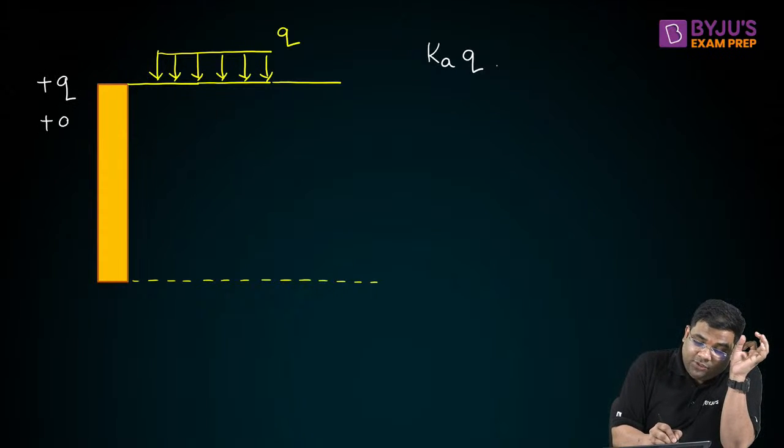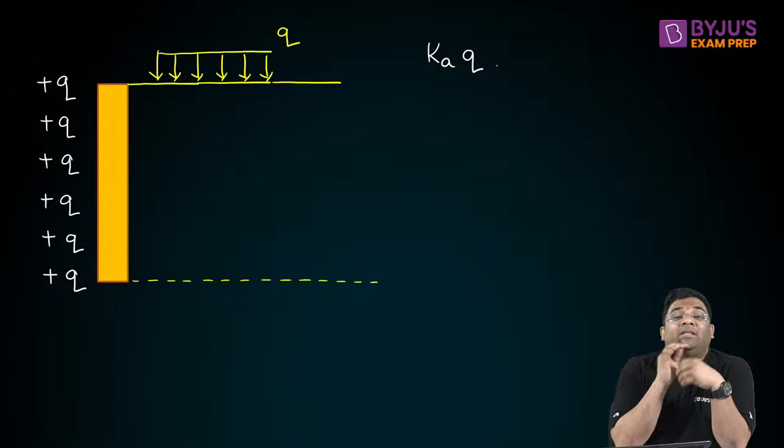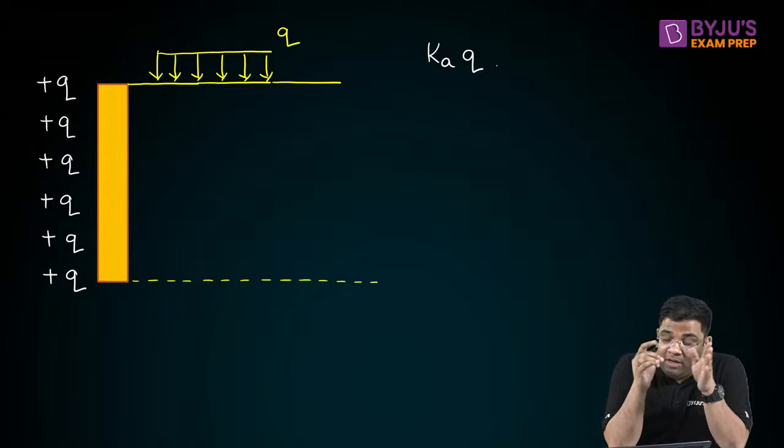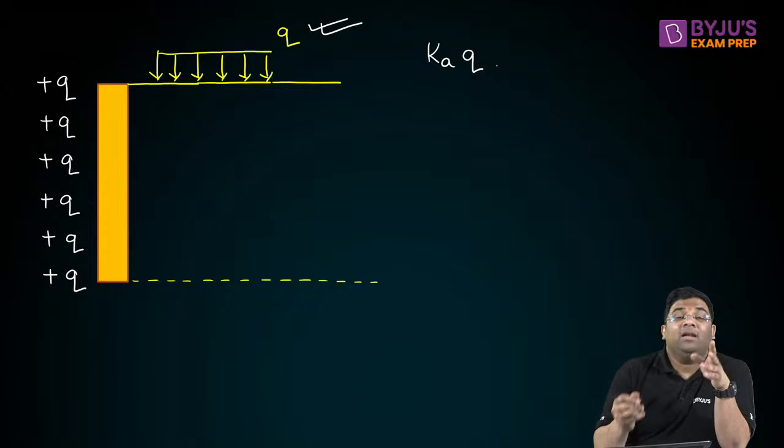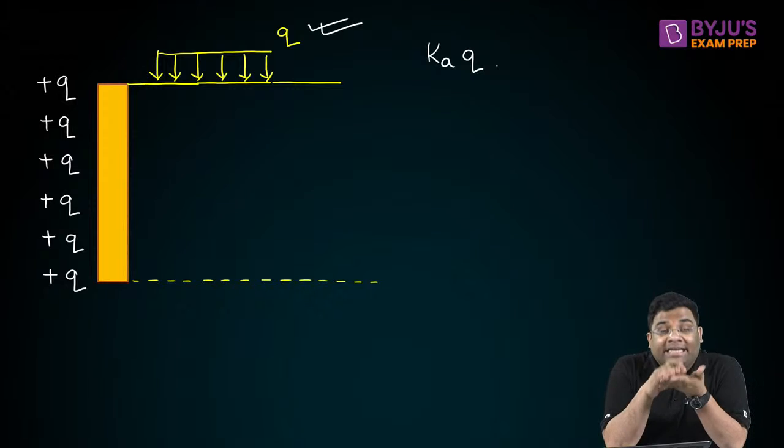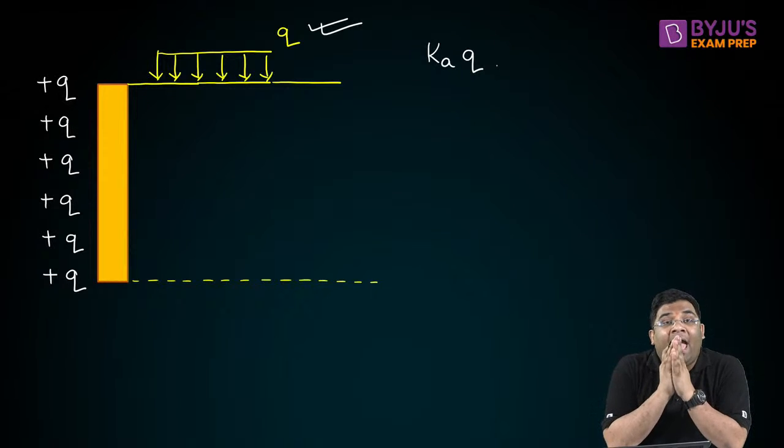Plus Q, plus Q, plus Q, plus Q at all depth, right? Remember this concept: if you are placing a surcharge at the ground level, the vertical stresses increase by what? Plus Q everywhere, irrespective of depth.